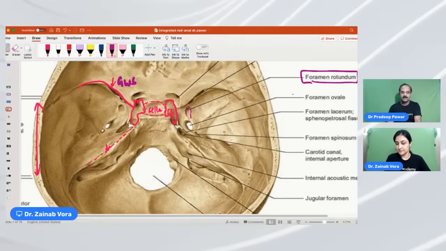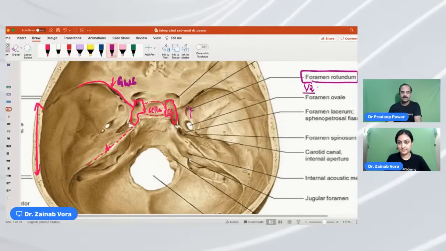I always discuss these foramina in all the lectures that I take. Foramen rotundum, what passes? There's a nerve. It's a branch of the trigeminal nerve. The nerve that passes through the foramen rotundum, what is that? That's the maxillary division of the trigeminal nerve, right?